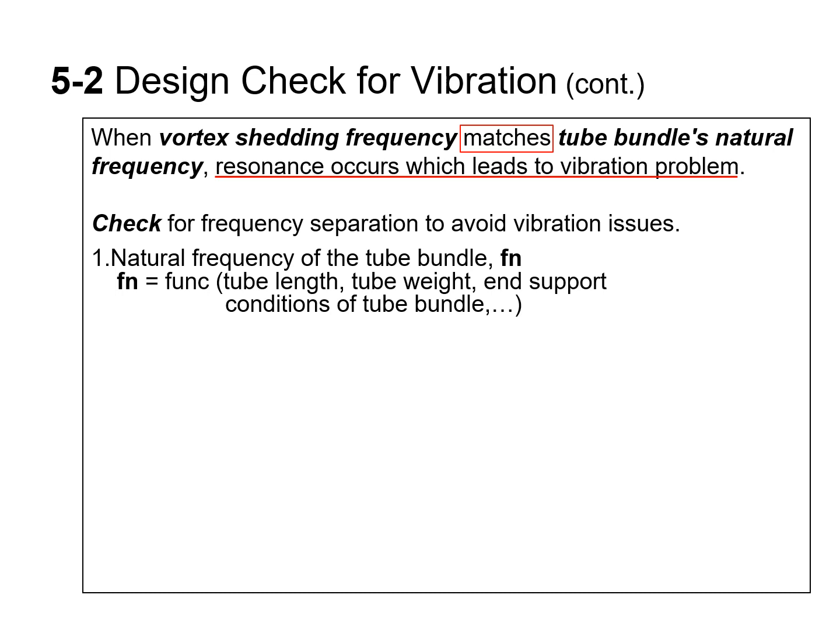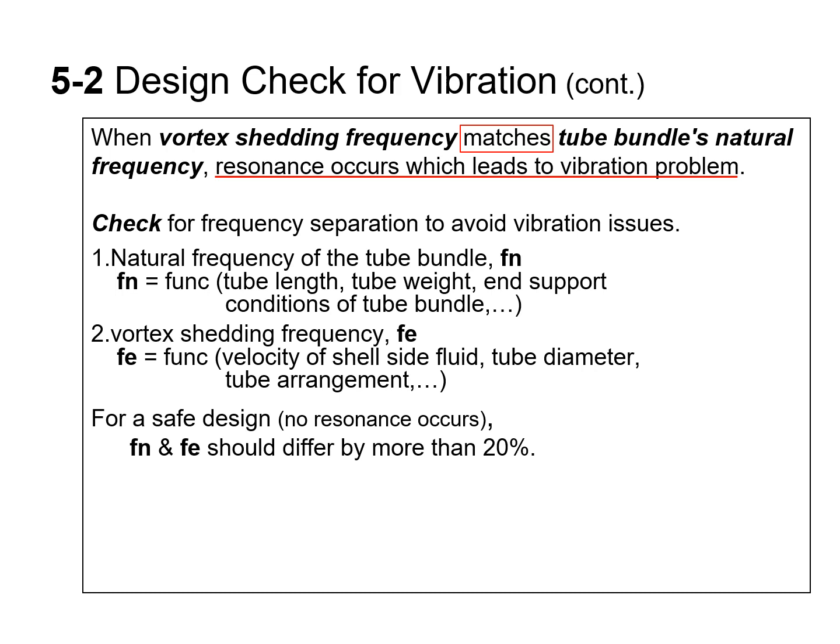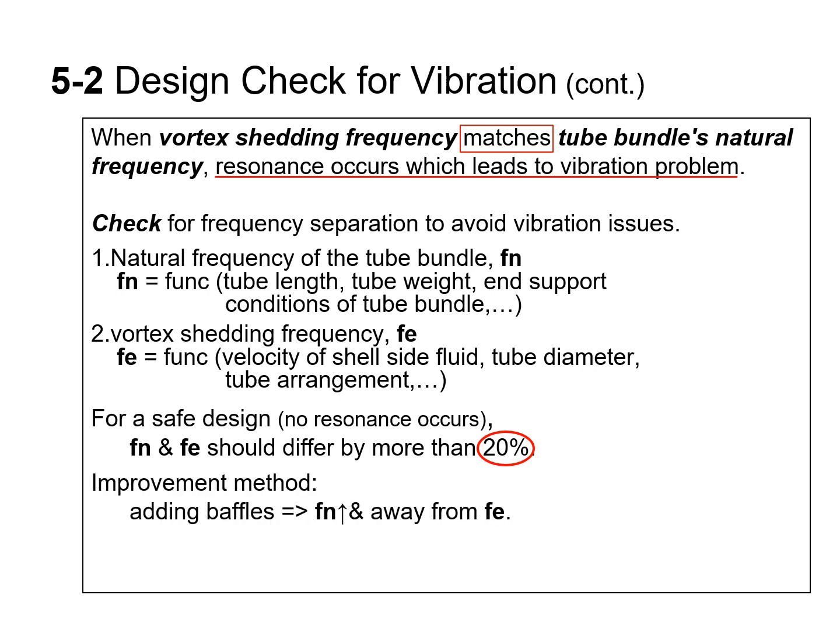Natural frequency Fn depends on factors like tube length, weight, and how the tubes are supported. On the other hand, the vortex shedding frequency Fe relates to shear fluid velocity, tube diameter, and how the tubes are arranged. Ideally, these frequencies should differ by more than 20% to prevent resonance and tube vibrations. But if they are too close, adding baffles can increase Fn, creating a greater separation from Fe in all modes, thus avoiding vibration problems.